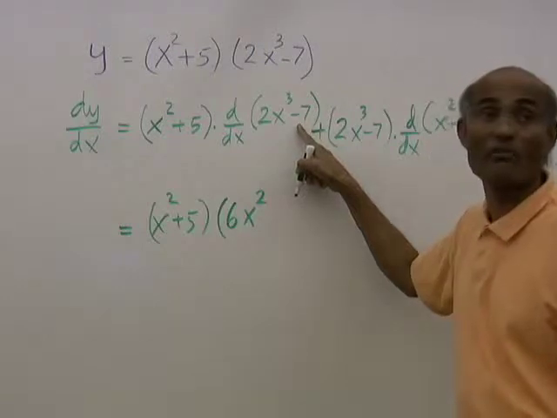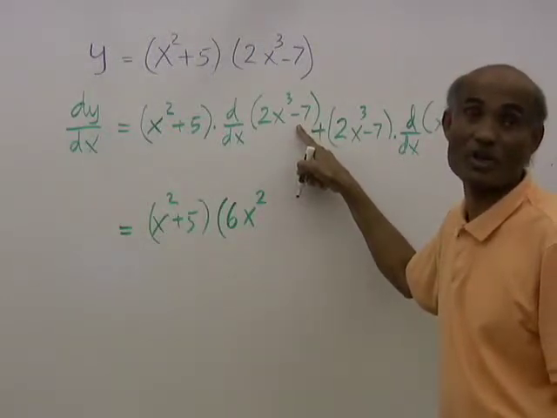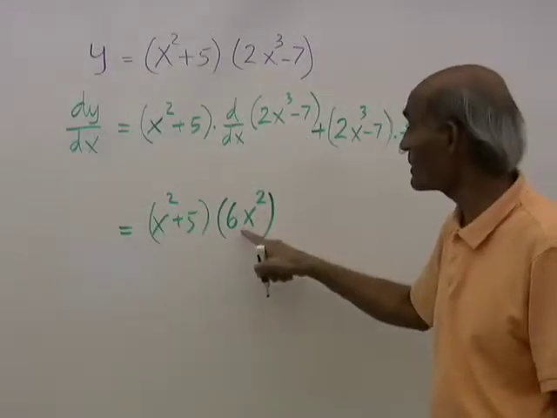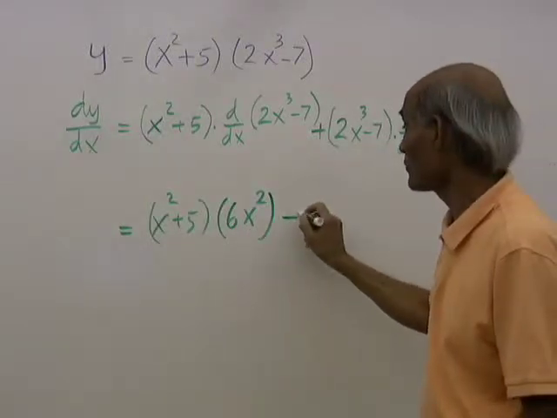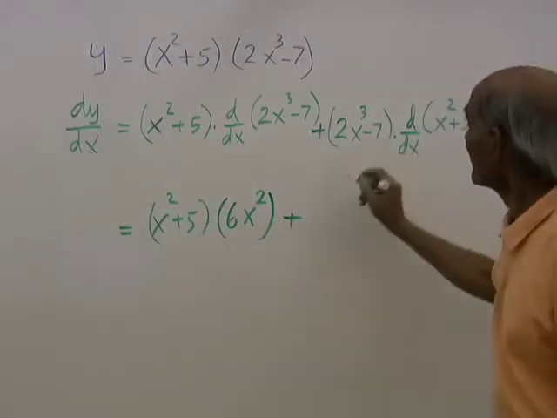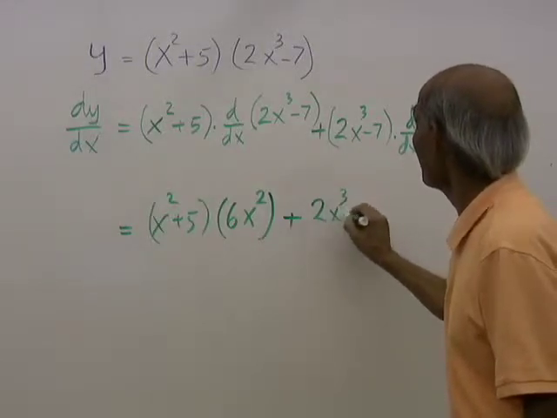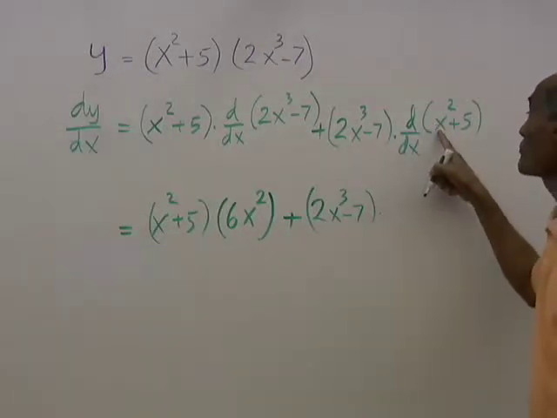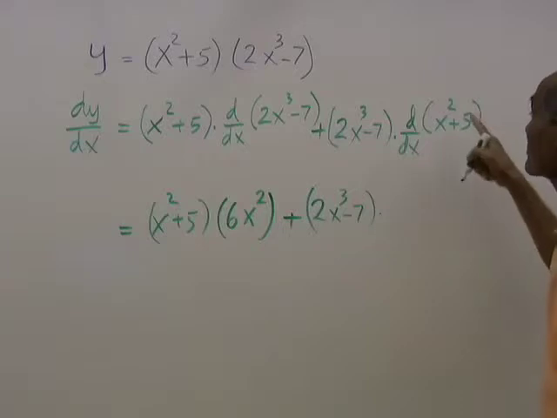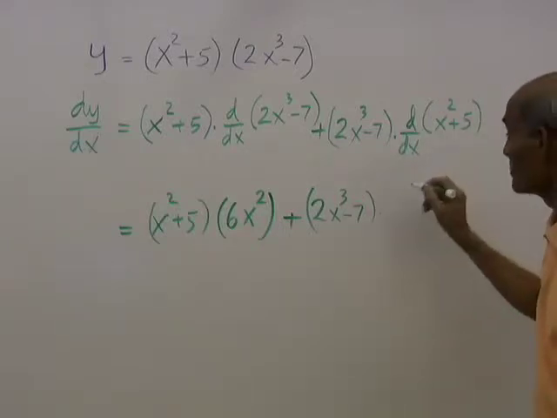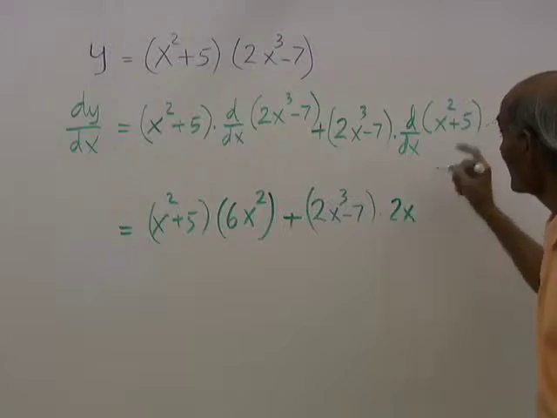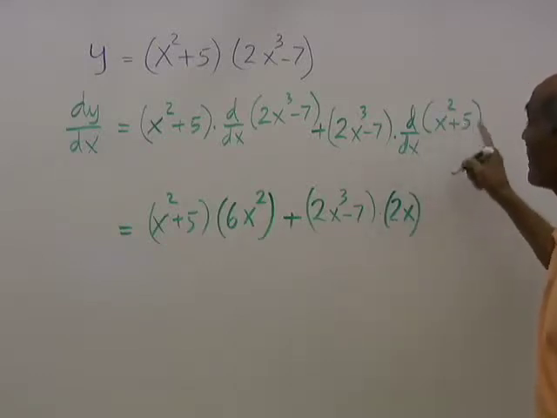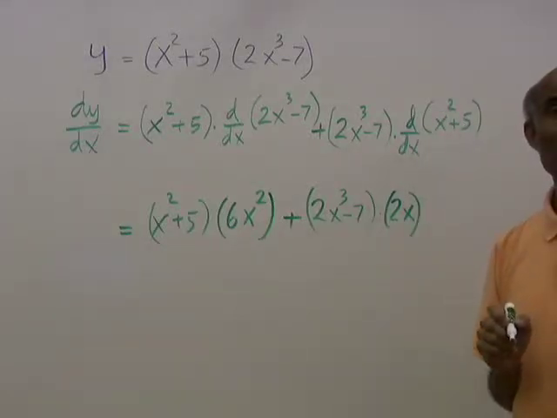And what is the derivative of minus 7? The derivative of a constant is 0. So the derivative of 2x cubed minus 7 is 6x squared plus 2x cubed minus 7 multiplied by the derivative of x squared plus 5. What is the derivative of x squared? The derivative of x squared is 2x. And the derivative of 5 is 0, so the derivative of x squared plus 5 is 2x.